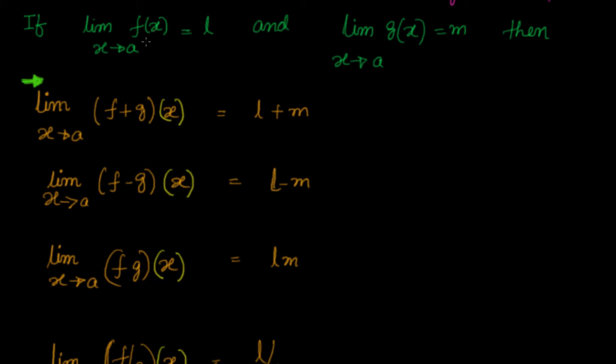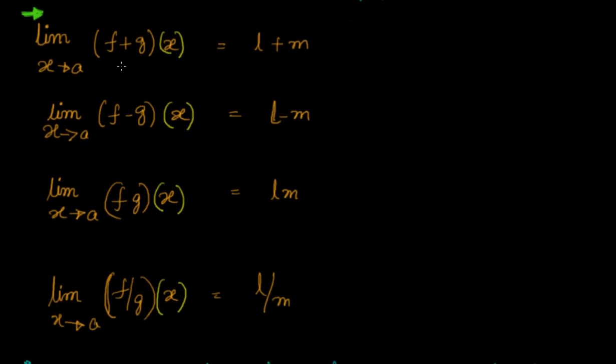In that case, suppose we know that the limit of f of x as x tends to a is L and the limit of g of x as x tends to a is M, then the limit of (f plus g) of x is nothing but equal to the limit as x tends to a of f of x plus the limit as x tends to a of g of x, which is nothing but equal to L plus M. So you can see that the limit of a sum is nothing but the sum of limits.